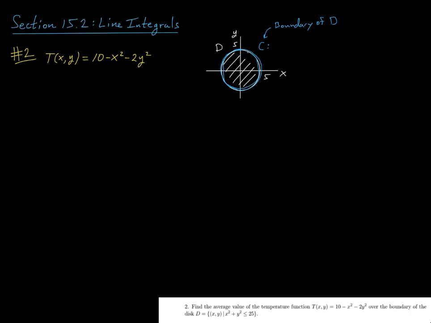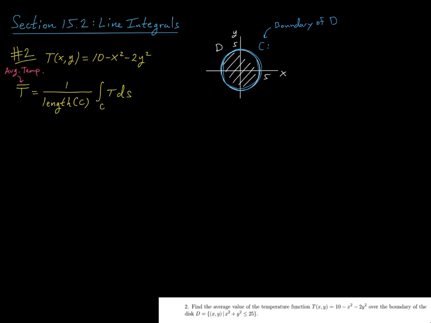Okay, so just as we found the average temperature throughout a region using a double integral, recall that we took the double integral of our temperature function over the region and then divided by the area of the region. Well, by the same reasoning, the average temperature over a curve is going to be 1 over the length of that curve times the line integral of our temperature function over that curve.